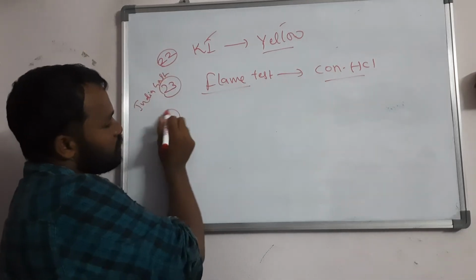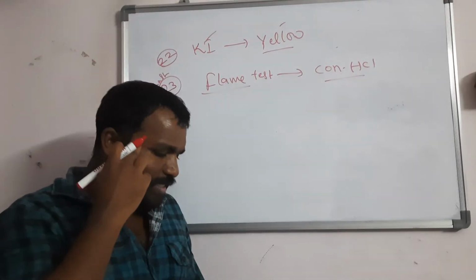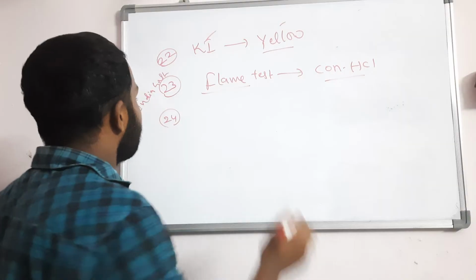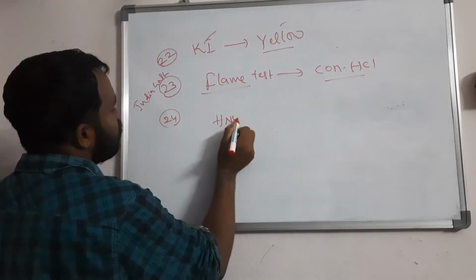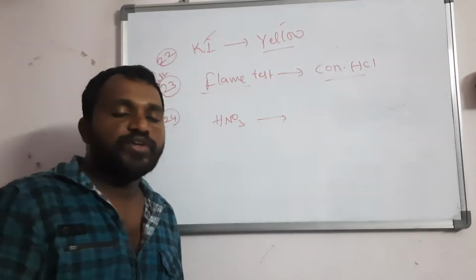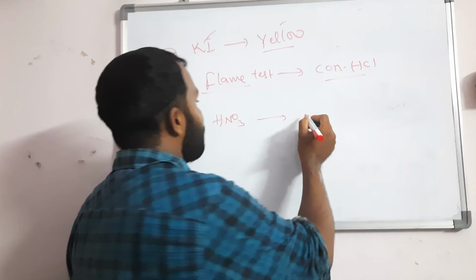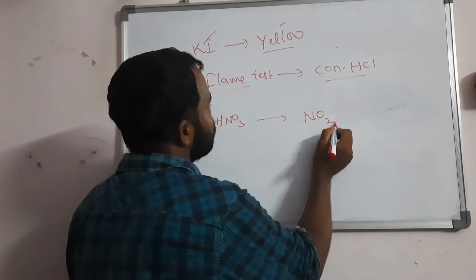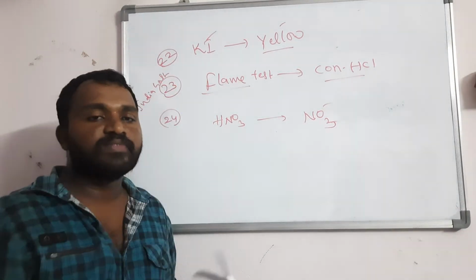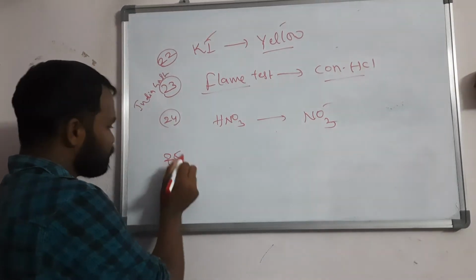Question number 24: HNO3 forms a yellow color on skin, that is due to what? The options given were fumed HNO3, nitrate ion, and NO plus NO2. I am expecting the answer to be NO2, because NO3 minus and H plus give us the fumes, I thought.